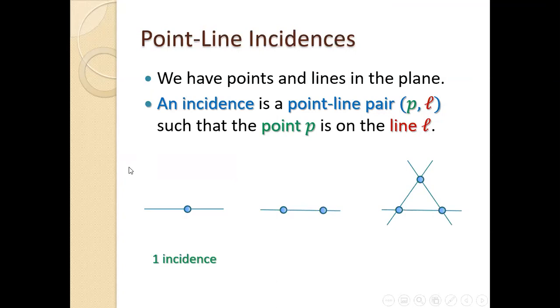All right, so we're going to talk about geometric incidences. Imagine that we're in the plane. We have some points in the plane. We have some lines in the plane. An incidence is a pair of one point and one line. Formally, this is a pair in math, one point, one line, such that the point is on the line. For example, here on the left, you can see one incidence. There's one point, one line, and they form one incidence. What do you think? How many incidences do we have here in the middle case? Can you write to me in the chat?